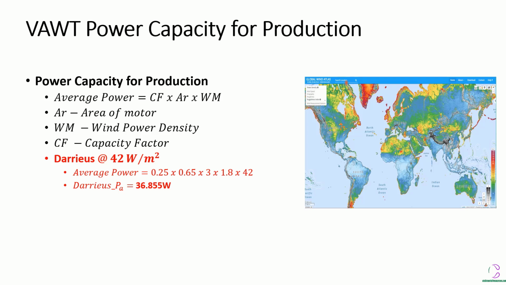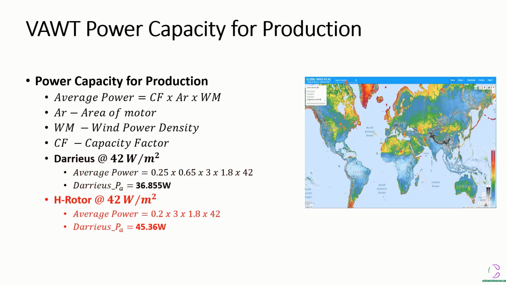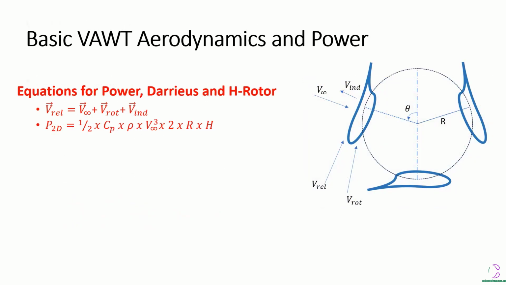Then when it comes to the H-rotor at 42 watts per meter squared, we are coming up to 45.36 watts. So you can see the difference between both of them based on just this estimate. So, basic VAWT aerodynamics and power. This is the basic theory from which everything is derived.